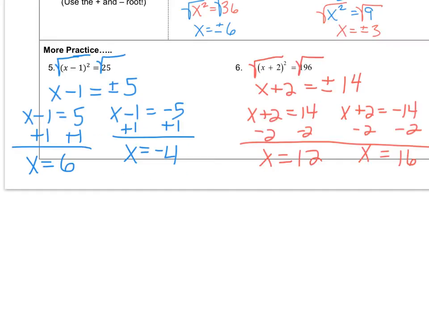Okay, so on number 5, when you finish solving the two equations for x, you should have gotten x equals 6 and x equals -4. Those are your two solutions. And then on number 6, as you took it through the process, your two solutions, your two zeros, are x equals 12 and x equals -16.